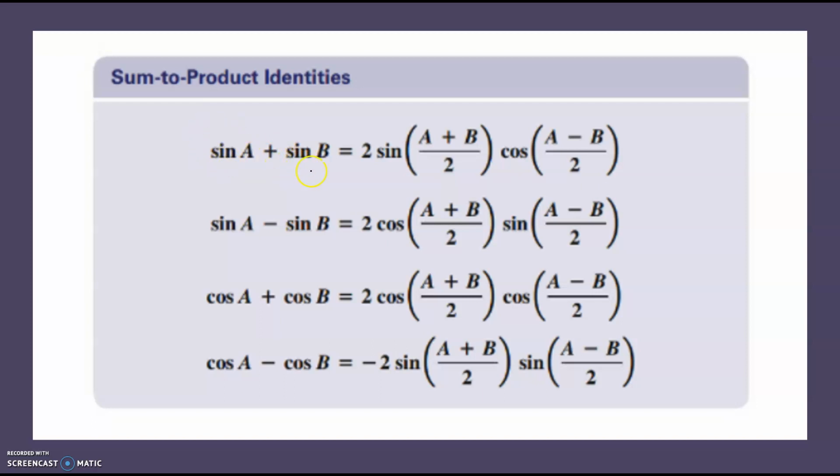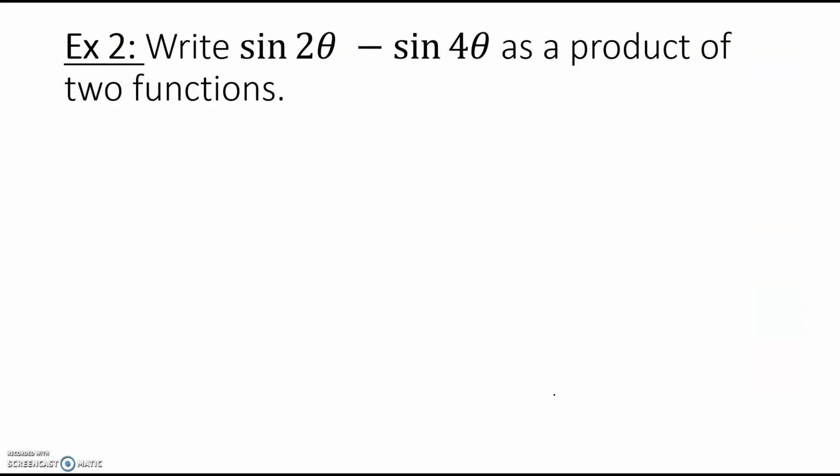So you can have sine of A plus sine of B, sine of A minus sine of B. Then you can have cosine of A plus cosine of B, and cosine of A minus cosine of B. Now this one doesn't mix and mingle the sine and cosine. It keeps only sine and only cosine in your sums and your differences. And it shows you how to take it and write it as a product, okay? So we're going to look at an example for this.